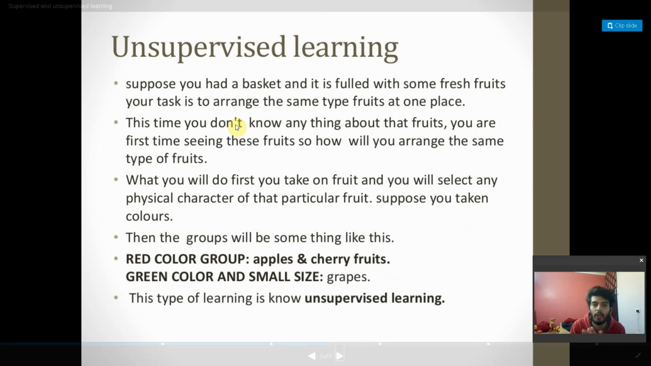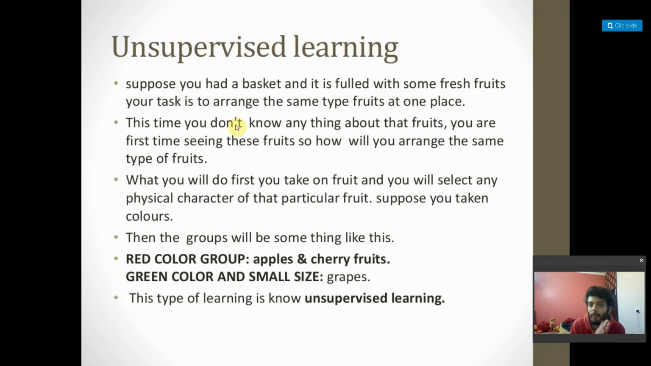Suppose you have a basket full of fresh fruits. Your task is to arrange the same type of fruit together. This time you don't know anything about the fruits, like we don't know which fruits are there in the basket. In the previous one, we knew there were only four types of fruit: banana, apple, cherry, or grape. But this time we don't know how many kinds of fruits are there in the basket.